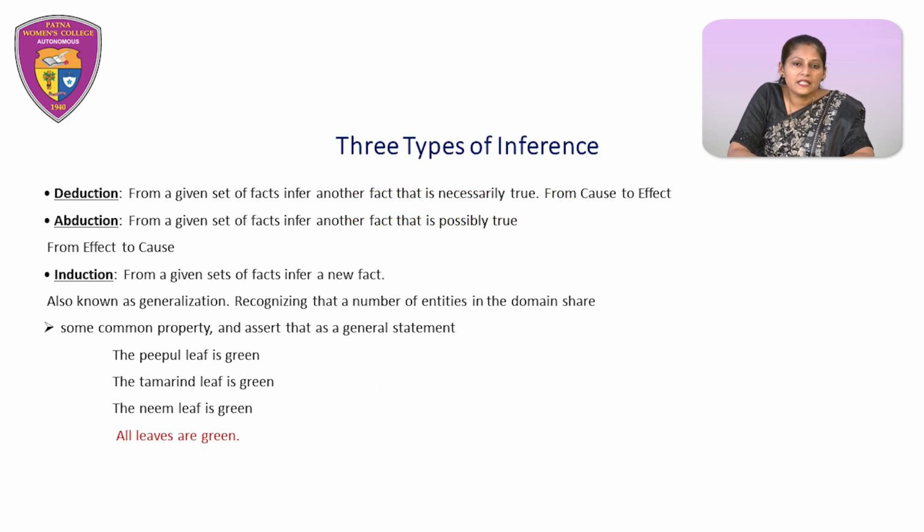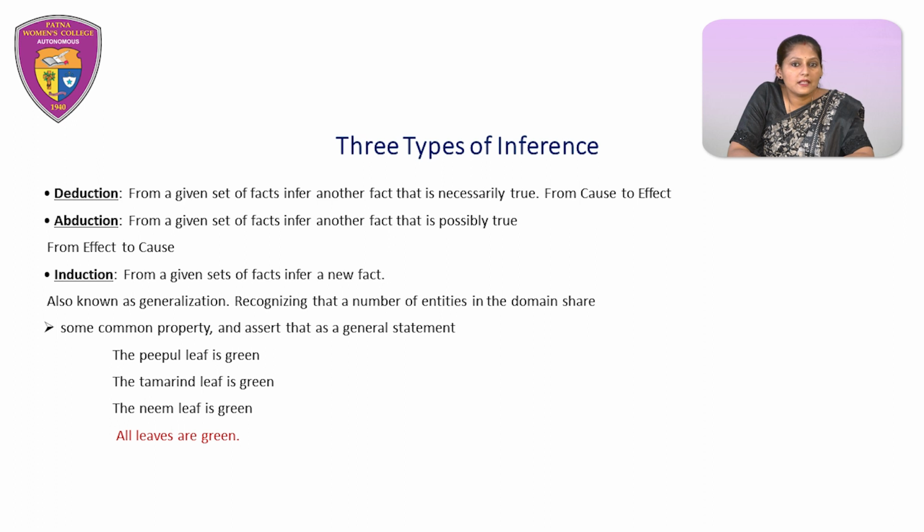There are three types of inferences. First, deductive inference. Second, abductive inference. Third, inductive inference. Deductive inference means the inference drawn would be necessarily true. For example, if a patient has typhoid, then the inference that arises from this fact is that the patient must have fever. This is a necessarily true fact inferred from the given fact. This type of inference is also called cause to effect.